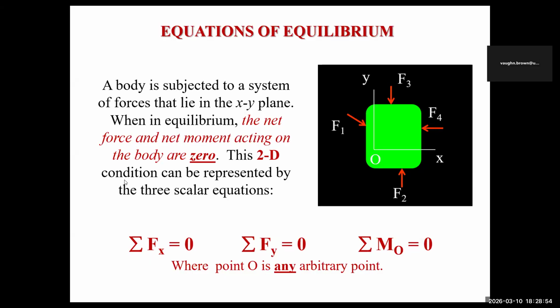So a body is subjected to a system of forces that lies in the XY plane, as you can see here. When in equilibrium, the net force and net moment acting on the body is said to be 0. So this is a 2D condition and can be represented by three scalar equations. The scalar equations that we have introduced you to so far are the sum of the forces in the X, sum of forces in the Y, and sum of the moments is 0, right? Where point O is any arbitrary point.